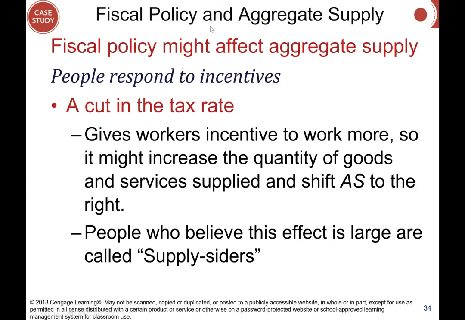Case study: fiscal policy and aggregate supply. Fiscal policy might affect aggregate supply. People respond to incentives. A cut in the tax rate gives workers an incentive to work more, so it might increase the quantity of goods and services supplied and shift aggregate supply to the right. People who believe this effect is large are called supply siders.